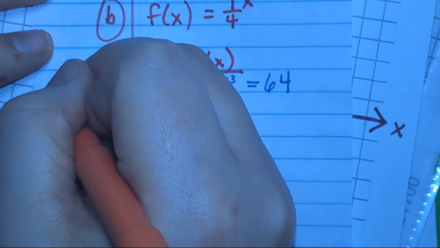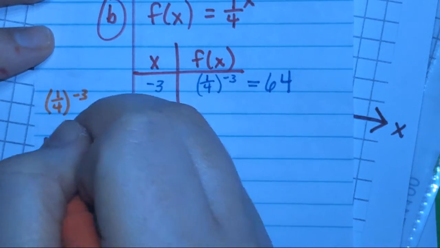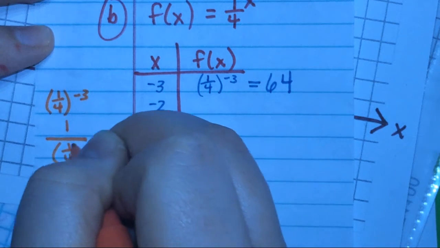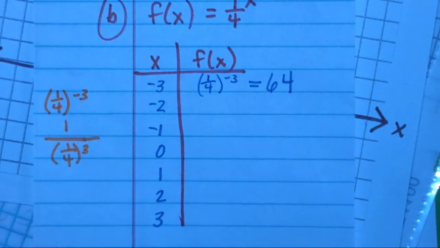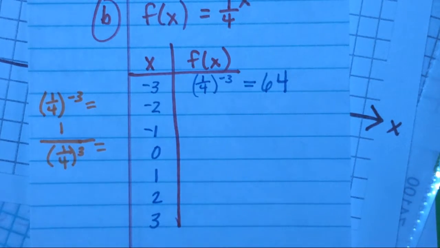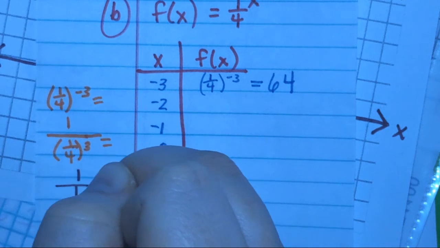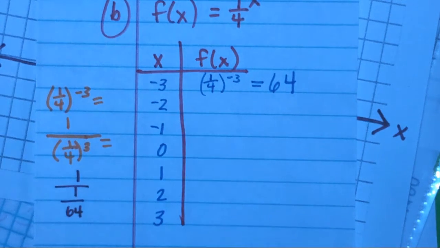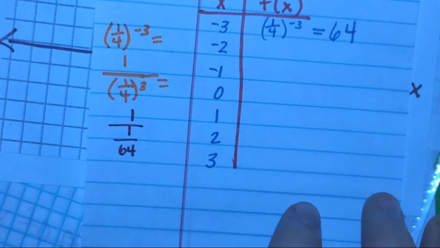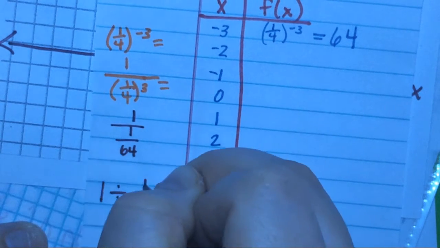So it says 1/4 to the -3rd. You know we flip it, so it's 1 over (1/4) to the 3rd. 1/4 to the 3rd is 1 to the 3rd, which is 1, over 4 to the 3rd, which is 64. So it's 1 over 1/64. And if I wrote it again in a different way, it's 1 divided by 1 over 64.